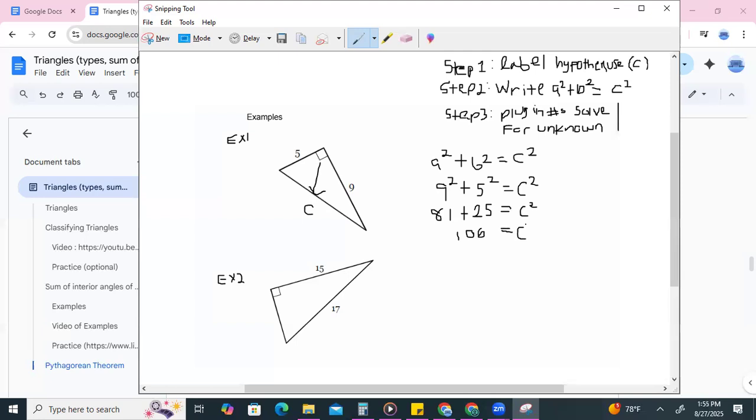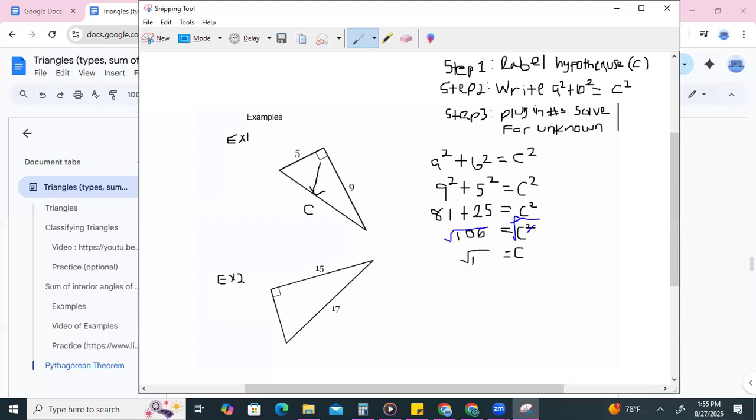The last step to solve for the hypotenuse is to do the opposite of squaring, which is to take the square root. So we take the square root of both sides. The square root is going to cancel out the square, so we can remove that, and we're just left with c on the right hand side. So c is equal to the square root of 106, which is 10 point something.